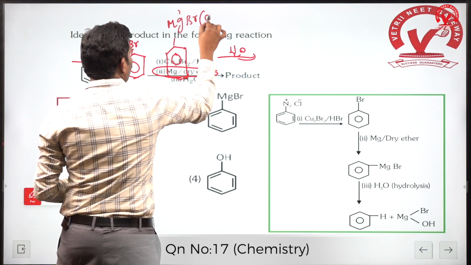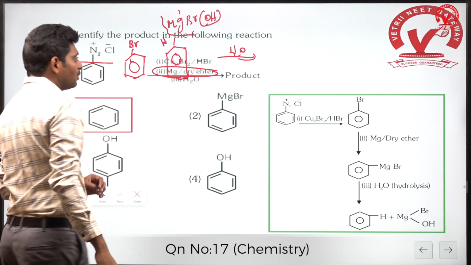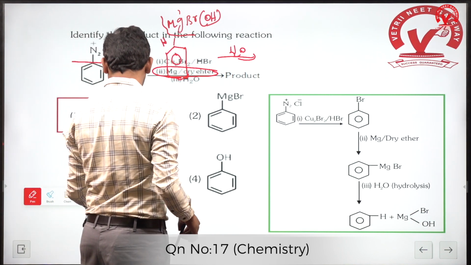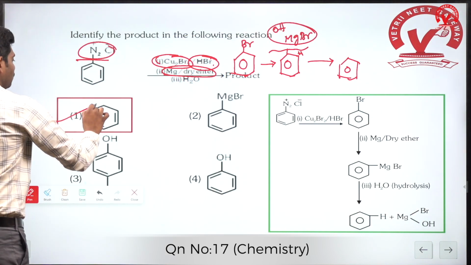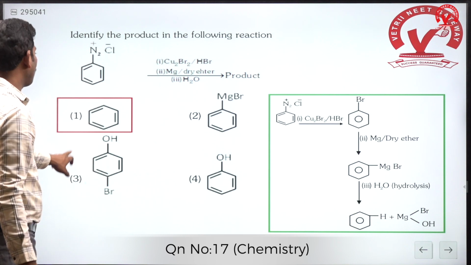MgBr OH it will form. Hydrogen will come to this, so it will form the H. So the correct option is benzene. Correct option is benzene. So next we move on to the next question.